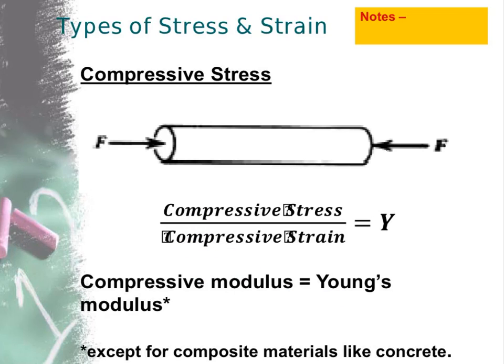Now, the exception to the rule is composite materials like concrete, which are basically made of different rocks and mortar mixed in. When you have a composite material like that, your compressive modulus becomes different than your Young's modulus. But we're not going to deal with that in this particular lesson. So for us, we can just remember that whether we're in tension or compression, we're going to use the Young's modulus Y.